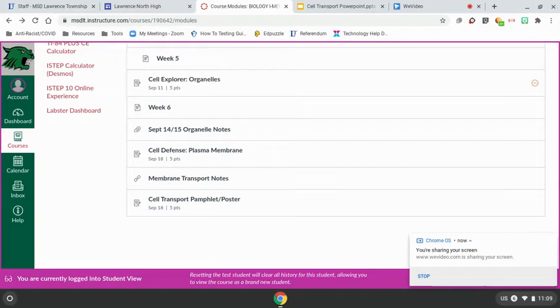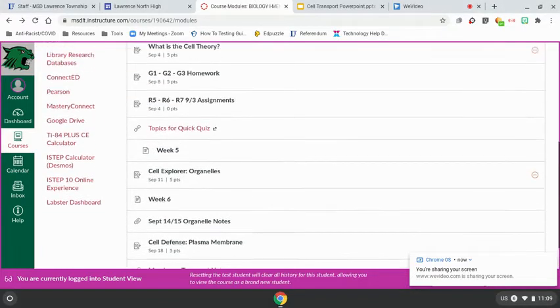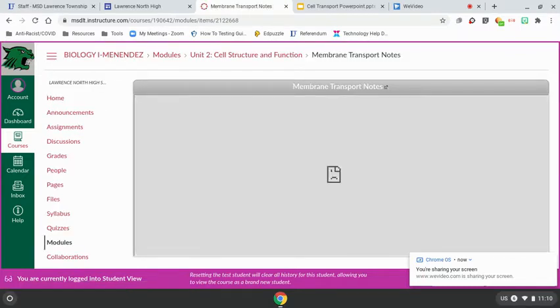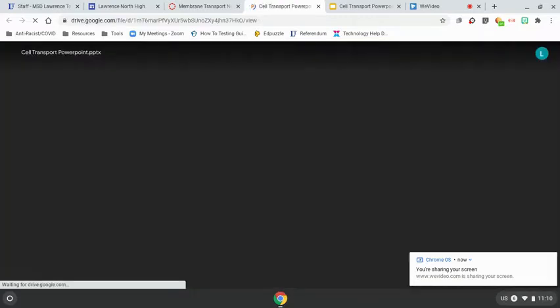Alright, everyone. So in this video, what I want to do is go over our cell membrane transport notes. You can find these notes on Canvas on our modules all the way down under Unit 2. It's called Membrane Transport Notes. This might pop up, but just click on that white text up there and it'll take you to the PowerPoint.